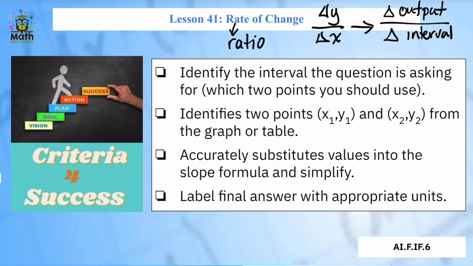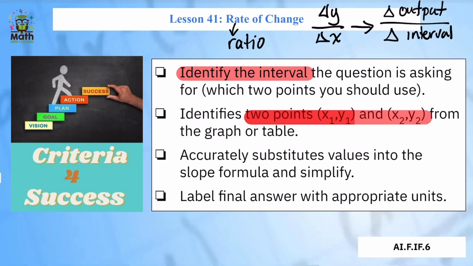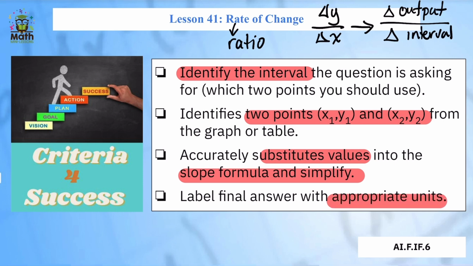So here we go. We're going to try to identify the interval that the question is asking for. Sometimes questions are going to be very specific. From this point to this point, in this interval, what was the change? To do that, we're going to identify 2 points from either a table or a graph. So it looks very much like slope, where we were identifying just 2 given points on the line. And then we're going to substitute the values using the slope formula and simplify. So to find the rate of change, we're still going to use our slope formula. And then finally, label our answer with the appropriate units.